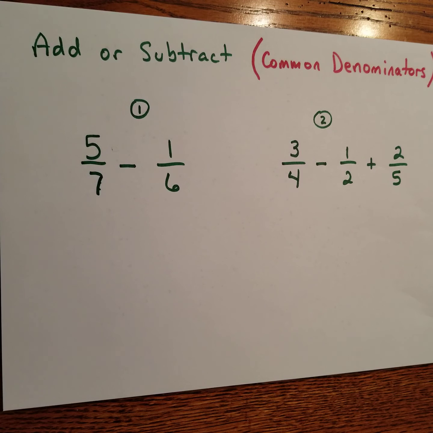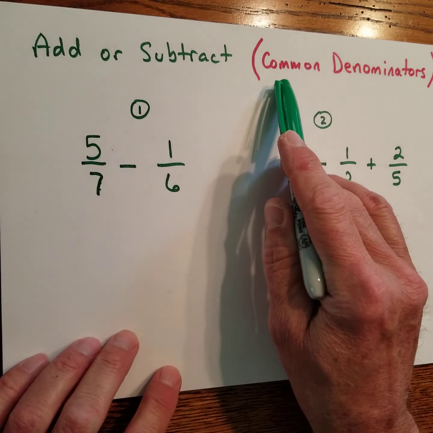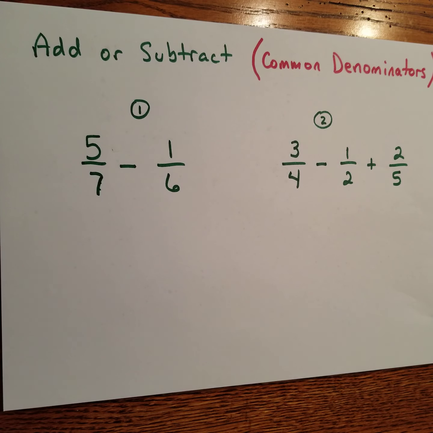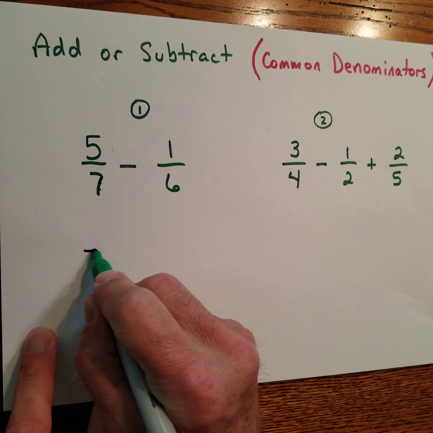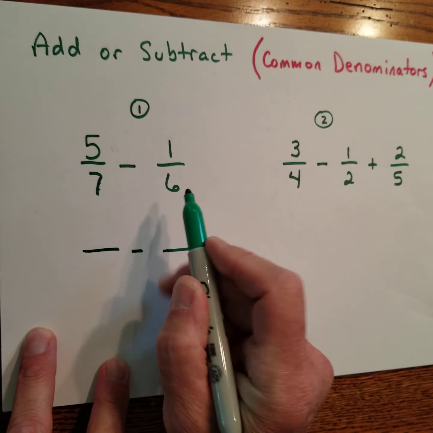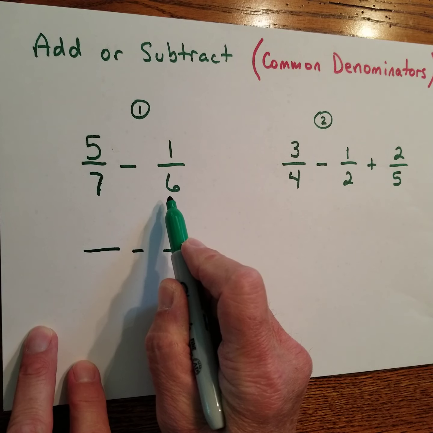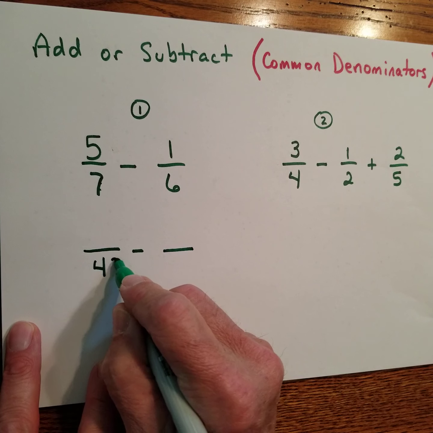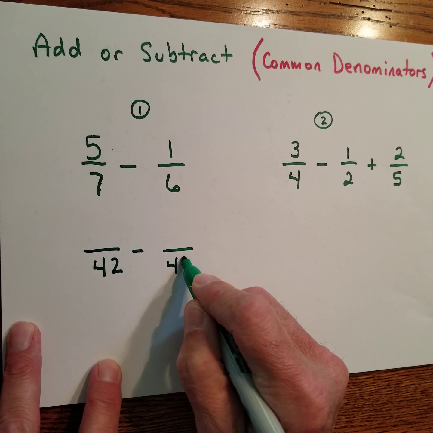All right, students. In this video, we'll continue our work with adding fractions and subtracting fractions. The rules for subtracting are the same as the rules for addition. We need common denominators. In number 1, for a common denominator, since 6 and 7 are consecutive numbers, I know to multiply them together. 6 times 7, that's 42.